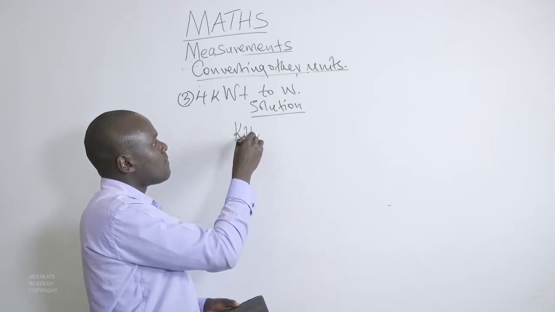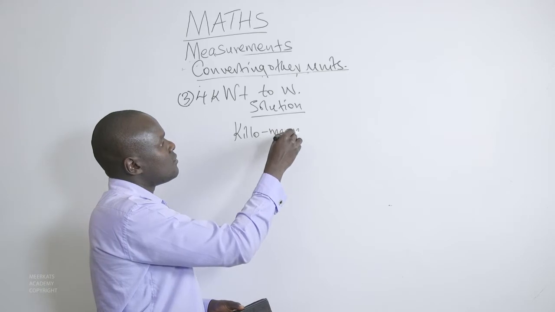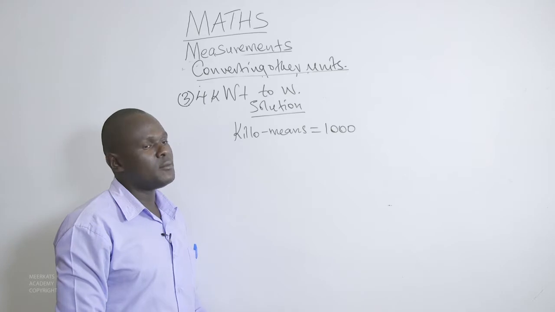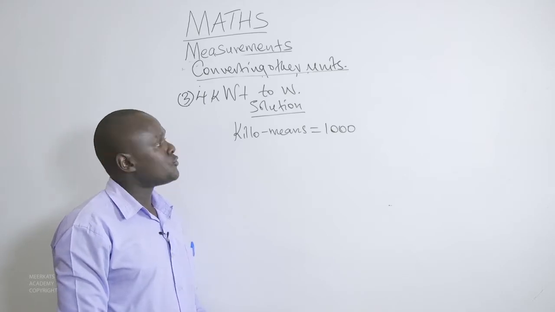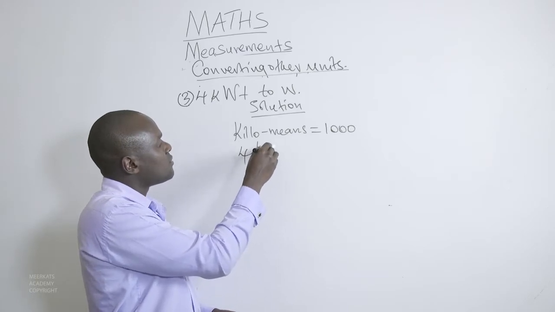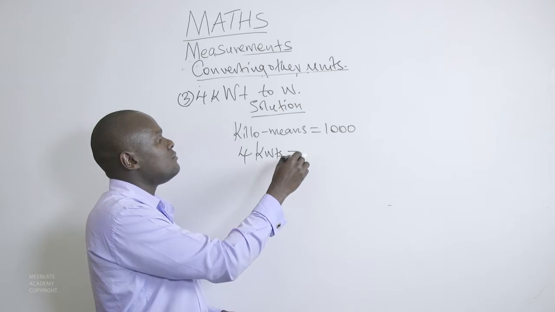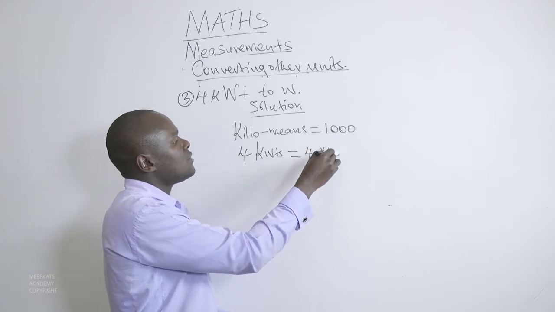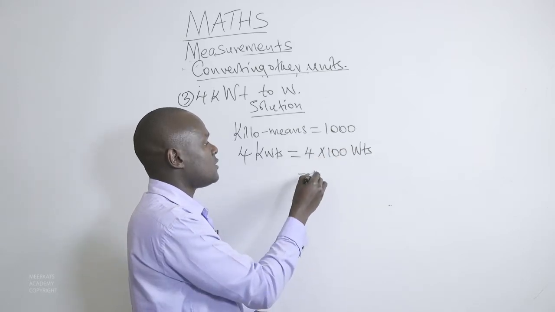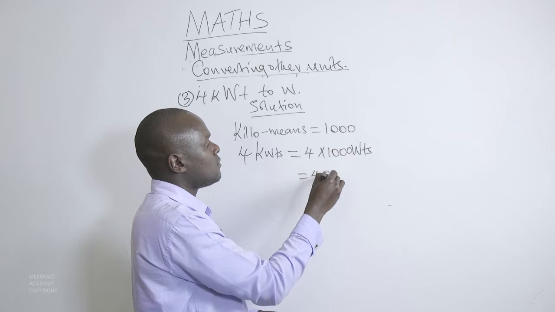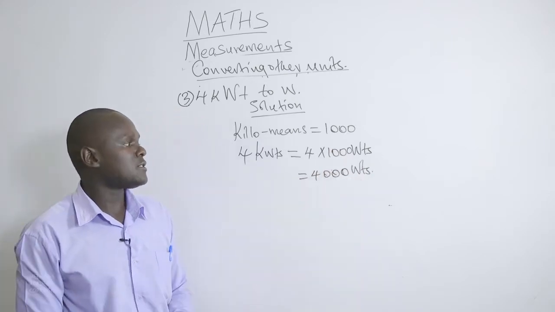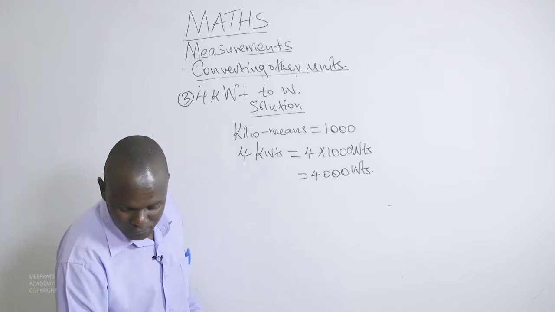Kilo means 1,000, from the table of prefixes we had. So if we are talking about 4 kilowatts, then this basically means 4 times 1,000 watts. And this will give us 4,000 watts.